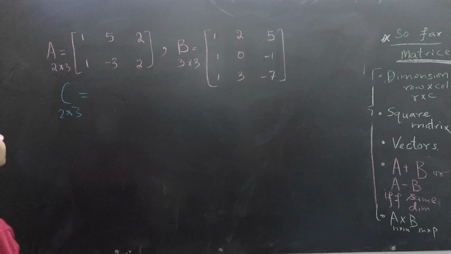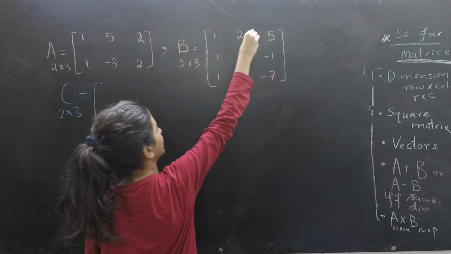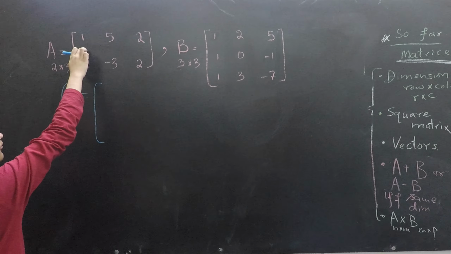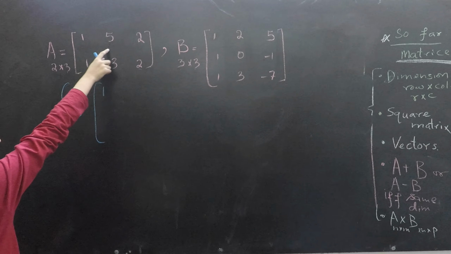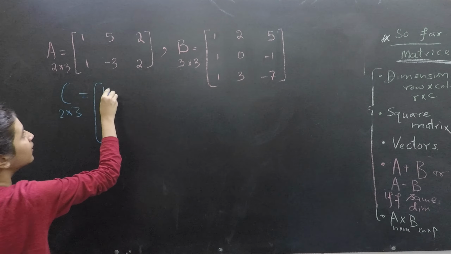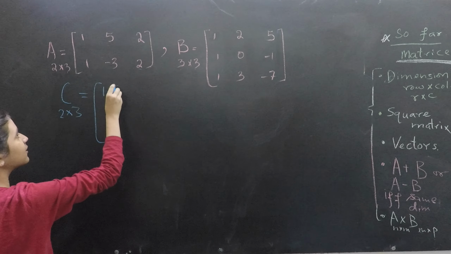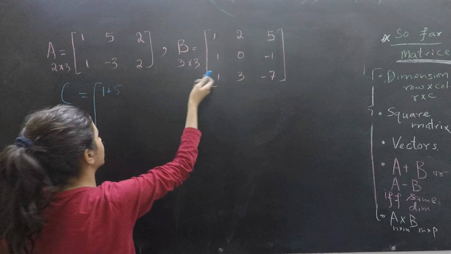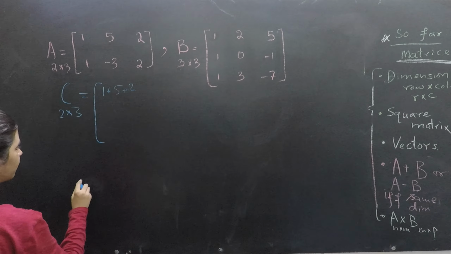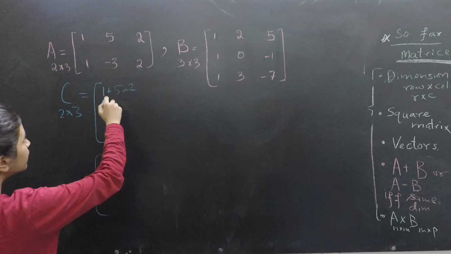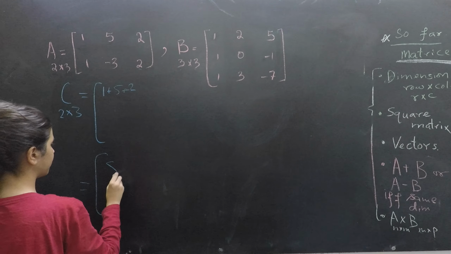So let's begin. Now we'll multiply this with this and then this and this. So 1 multiplied by 1 is 1. 5 multiplied by 1 is 5. So 1 plus 5, and then 2 multiplied by 1 is 2, so plus 2. Now let's solve. 1 plus 5 is 6, 7, 8. The answer is 8.